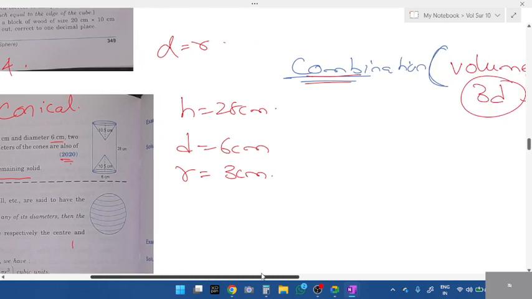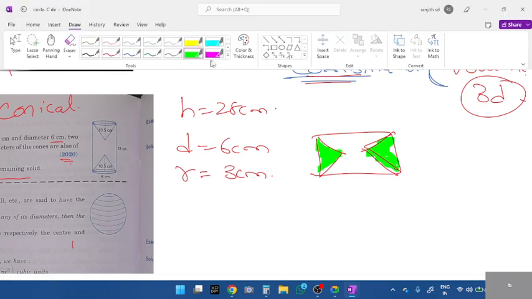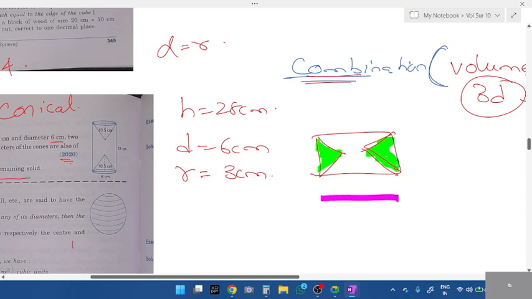Find the volume of the remaining solid. How do you solve this, students? If this is a cylinder, there are two cones in this. So basically, what are we supposed to do? Remove the two cones, right? Remove these two cones. All of you will respond. If I remove the two cones, won't I get the remaining value after removing the cones?